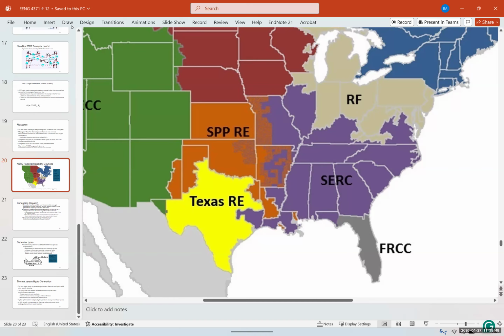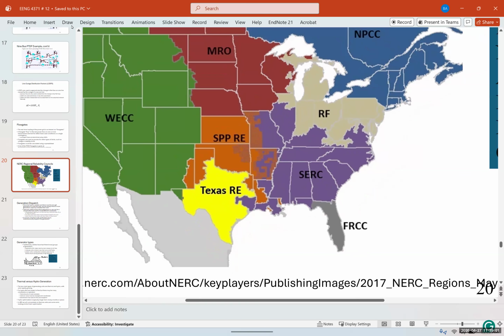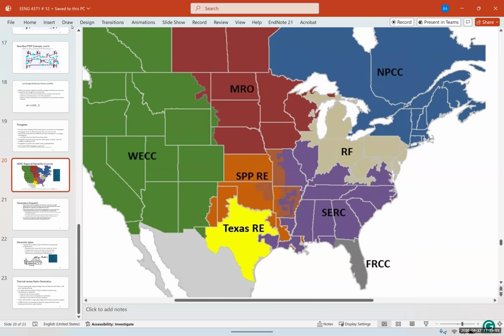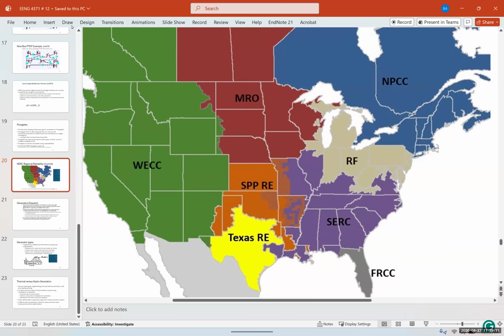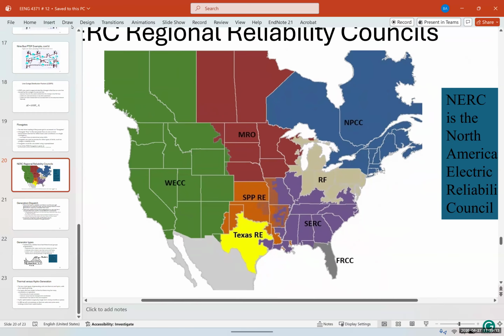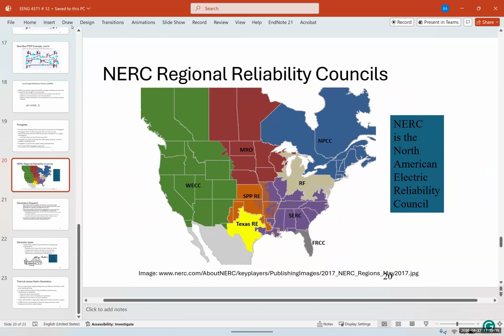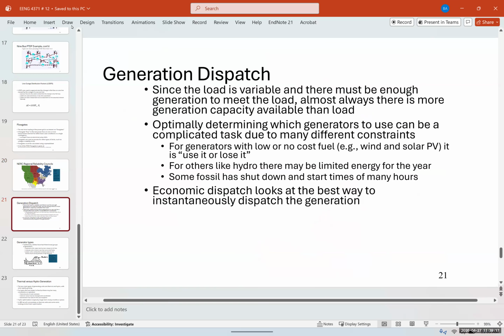So again, ERCOT is its own island. It has very limited connections to neighboring regions. This was a deliberate choice to avoid federal jurisdiction at first, but it also means Texas has less ability to import emergency power from neighboring states during extreme events like what we had in 2020. So it comes with its own problems.